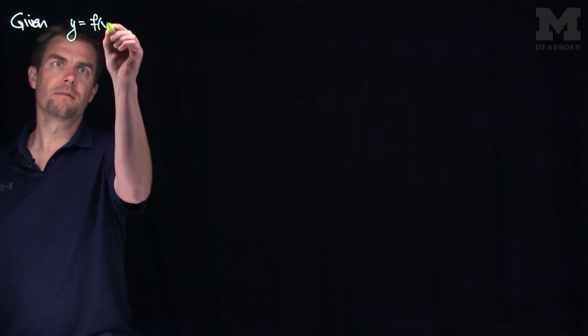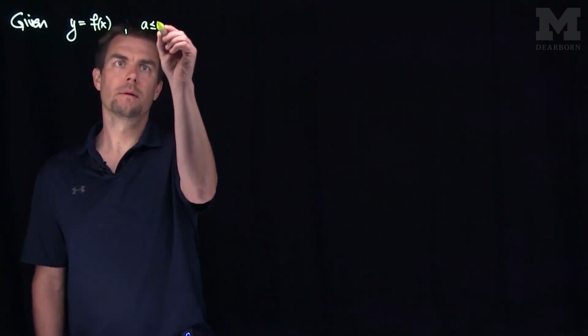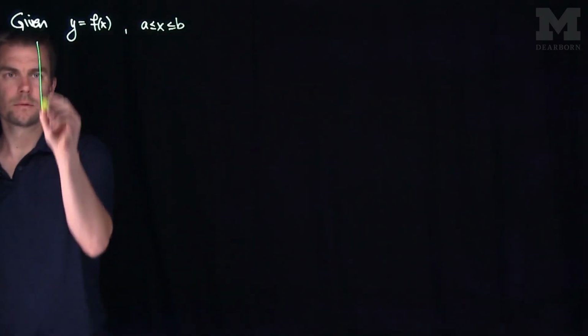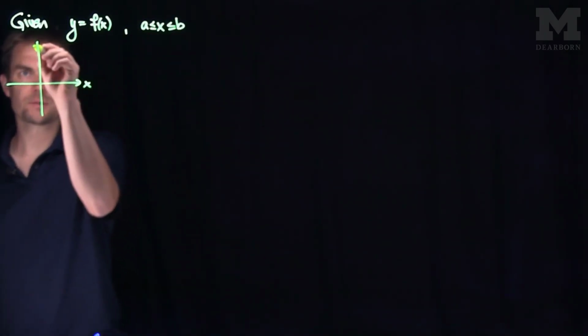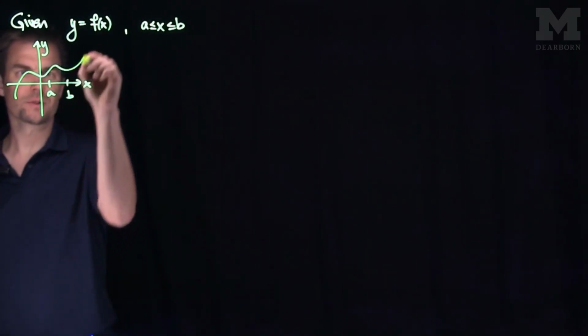Hello students, in this video we'll discuss how to find the curvature of a graph of a function. If we're given a function y equals f of x, where x is between a and b, this gives us a function. There's the x-axis, there's the y-axis, and here's a and here's b. We might get some function that looks like this.